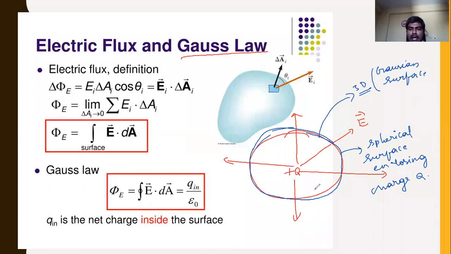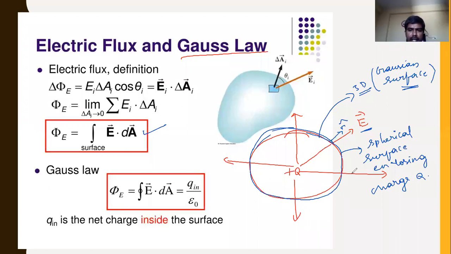Actually you have only plus Q charge, but what I am doing is considering a three-dimensional enclosure, a spherical surface, which is treated as a Gaussian surface. The electric field passes through this Gaussian surface. The area vector of this is in this direction, parallel to the field. So how do you write electric flux? Electric flux can be written as E bar dot dA.